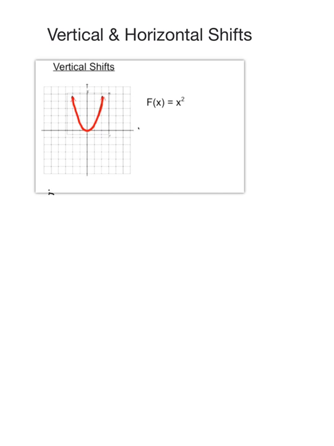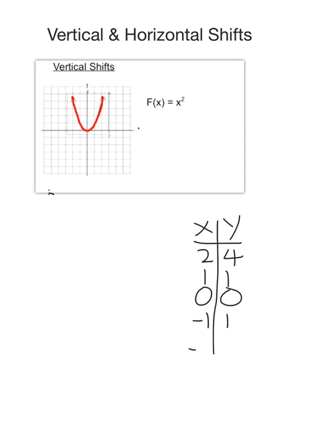So we're going to look at vertical and horizontal shifts of a particular graph here, f of x equals x squared. As you can see, it goes through the point 0, 0. These are the points that this graph would go through: if x is 0, y is 0. If x is 1, y is 1. If x is 2, y is 4. And then the negatives, negative 1, 1, and negative 2, 4. So they would be standard points for this graph, f of x equals x squared.